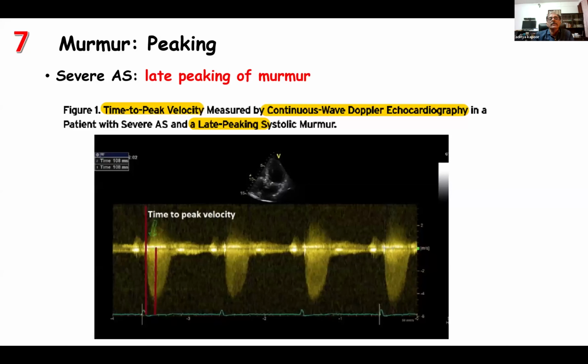So this is a new concept which has come in, the time to peak velocity on the echo. Examiners may ask you. This is a surrogate for a late peaking murmur. Time to peak velocity: you measure from the onset of the spectral onset of the Q wave to the peak of the spectral envelope. And what people have said, if it is more than 95 or 100 millisecond, the aortic stenosis is likely to be severe. So it's just a surrogate for a late peaking murmur.